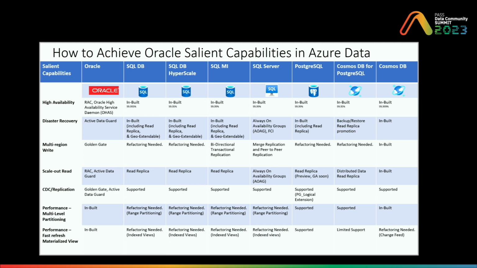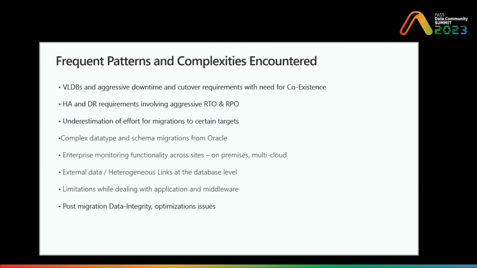So once we start deep diving from those steps, there are a set of patterns which we actually reach. I'm going to quickly touch base on a few of the patterns. And let me tell you one thing. What you're seeing on the screen in terms of the list of patterns, these are just the tip of the iceberg. There are loads and loads of patterns, but these are the ones which come on the top of our list. So the very first one is databases which are very large in size, VLDBs, and that have very aggressive downtime and cutover requirements.